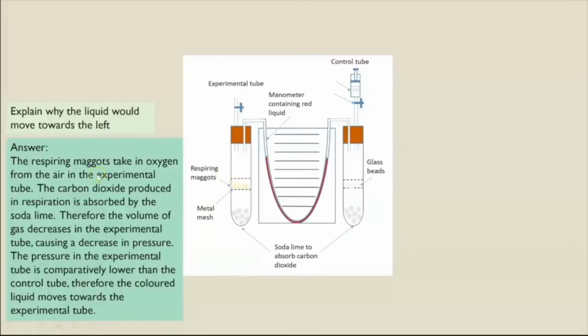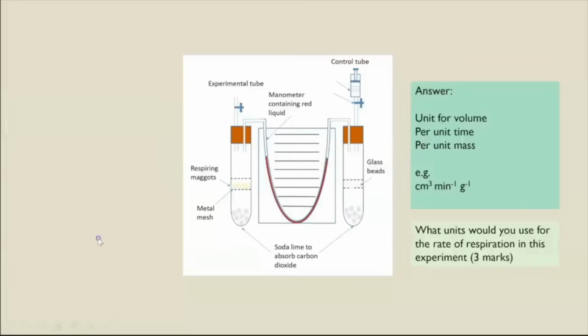And the reason for that is the maggots are respiring, so they're going to be having more oxygen diffuse across their surface for more aerobic respiration. Carbon dioxide, which is produced, will be absorbed by the soda lime. So we'll end up with a decrease in volume in the experimental tube. That will cause a decrease in pressure. Comparatively, the control tube has a higher pressure now compared to this lower pressure in the experimental tube. Therefore, it's going to force that coloured liquid around towards the experimental tube.